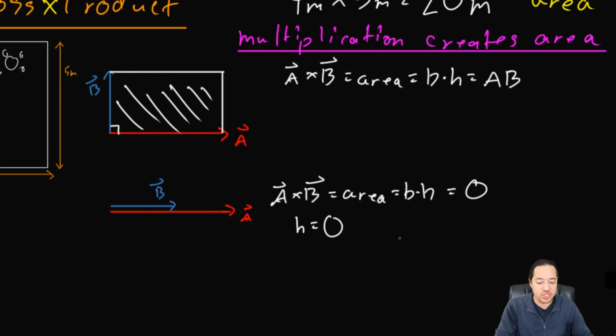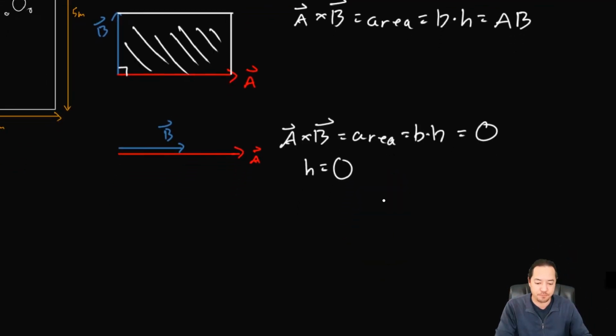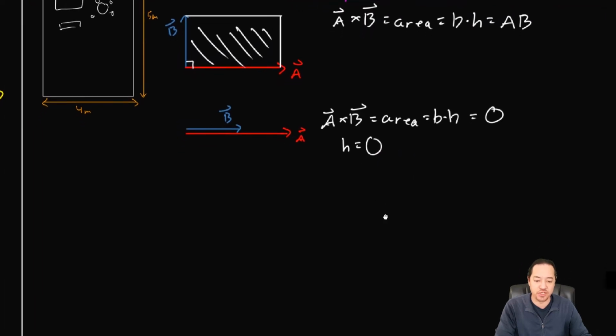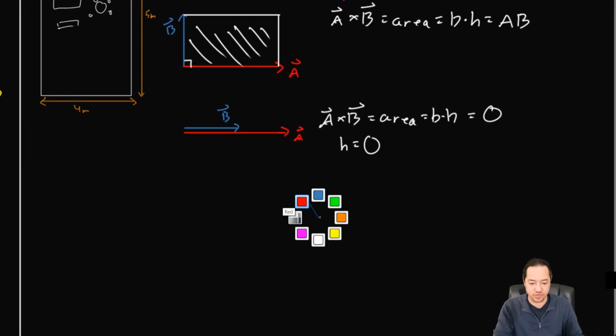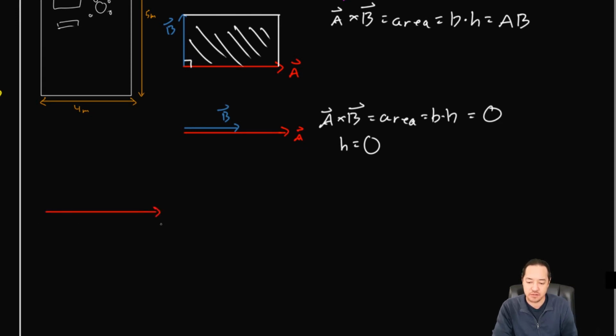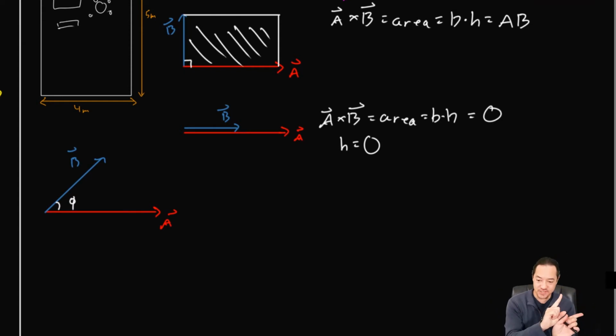Now let's look at the more general situation where they are at some angle between them, some general angle between them. So let me draw out our vectors again. Here we have a vector A. And let me also draw vector B, and let me draw it at some general angle, sort of like that. Okay, so here now is vector B, and it's at some general angle phi with vector A, just like that.